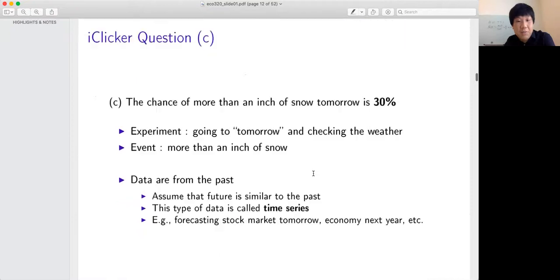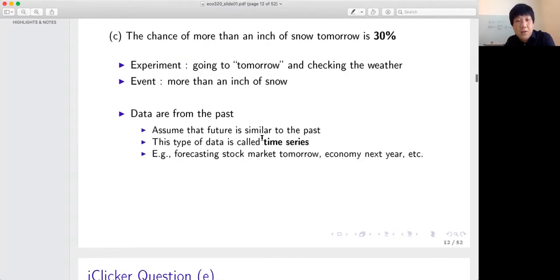The chance of snowing tomorrow would be 30%. That is based on what is going to happen tomorrow, and checking the errors. The weather experiment event would be more than an inch of snow. These types of data are called time series. If you take econometrics, you're going to learn more there.